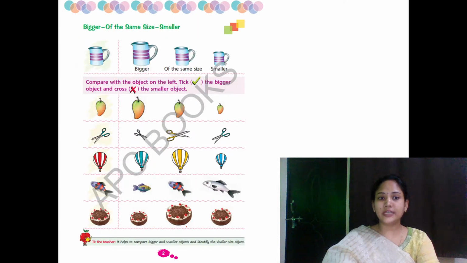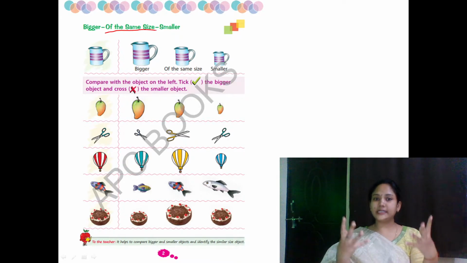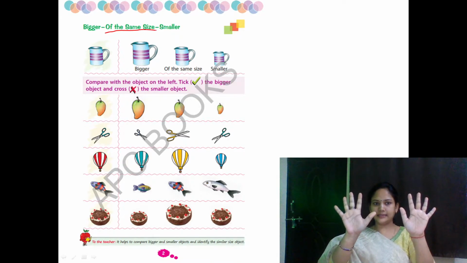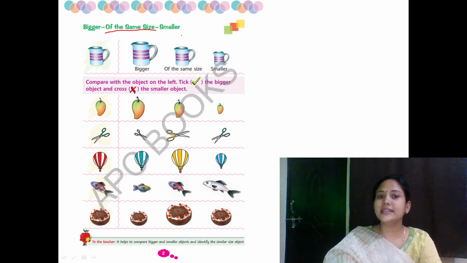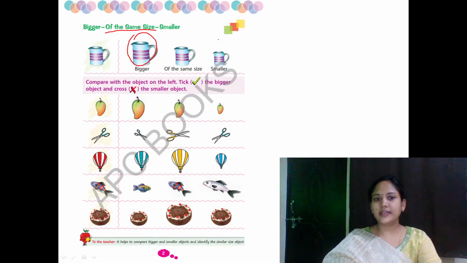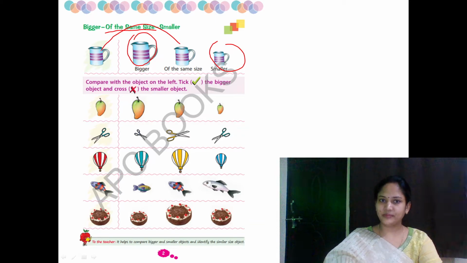Now, moving on to the next page. Now we have bigger of the same size. Of the same size means कुछ चीज़ें same होती हैं. For example, our hands. This hand and this hand is same, right? So of the same size and smaller. Now see here, अब यहाँ पे jug है. On the left hand side you have one jug and on this side you have three jugs, right? So one is bigger, this one is bigger, है ना? This one is smaller, but these cups are same, okay?